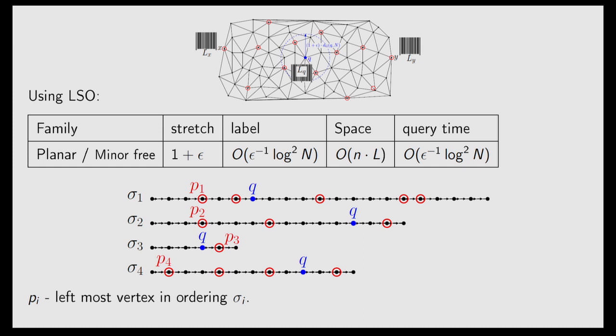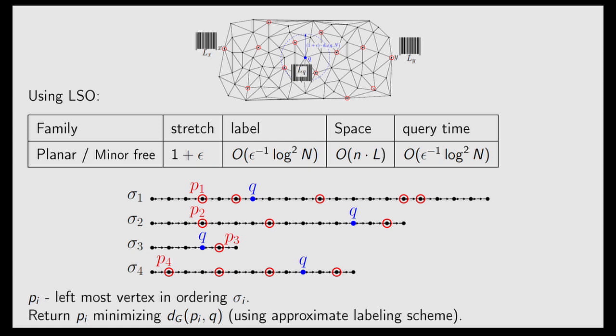And now, in addition to the orderings, I will actually store an approximate distance labeling, which is, again, something super efficient. It's logarithmic size. That's been known for quite a while now. And for each one of these candidates, I will simply query the distance between Q and this candidate, and I will return you the closest one. And this will be a 1 plus epsilon approximate nearest neighbor.